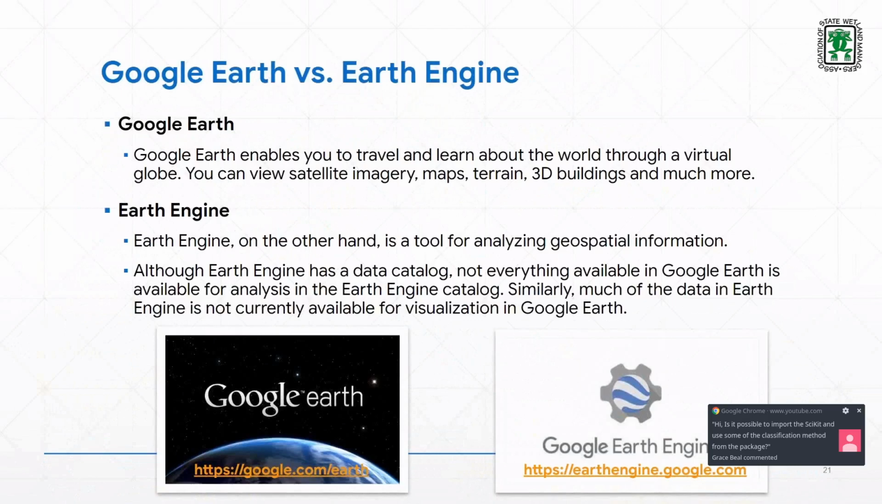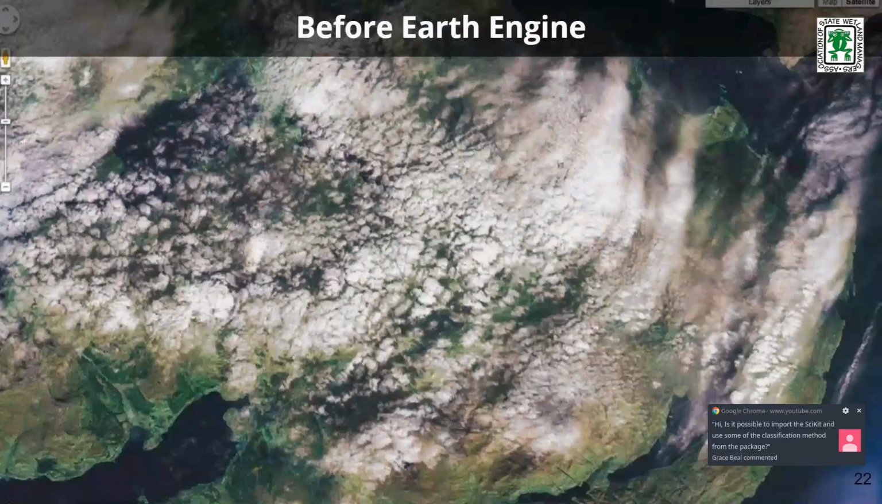So basically, it has a lot of satellite imagery that you can view and visualize, but there's no analysis capability. Google Earth Engine, basically, is a cloud computing environment from Google. It's free. You can sign up using a Gmail account.